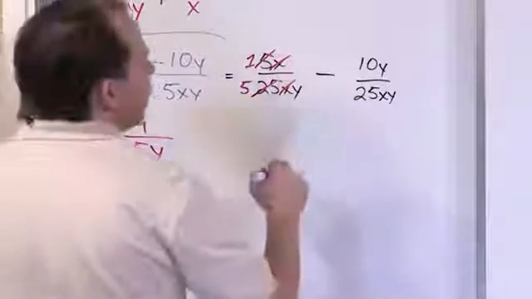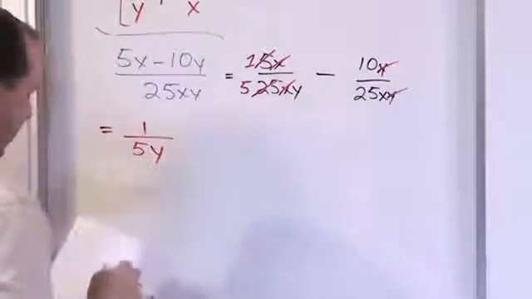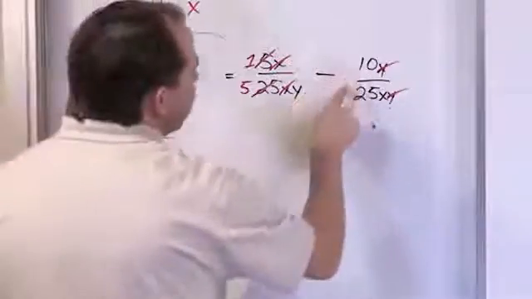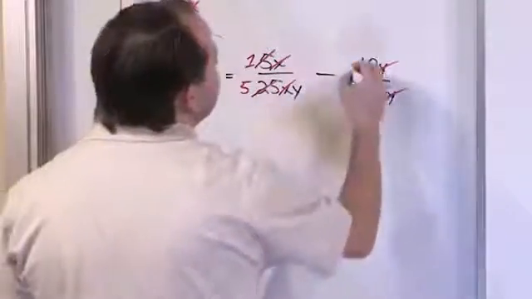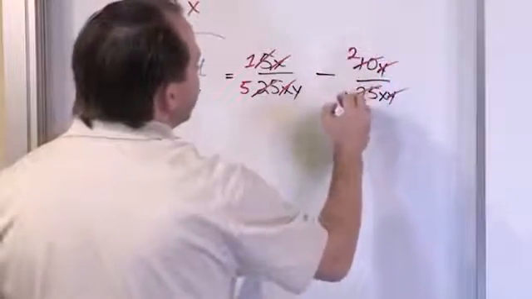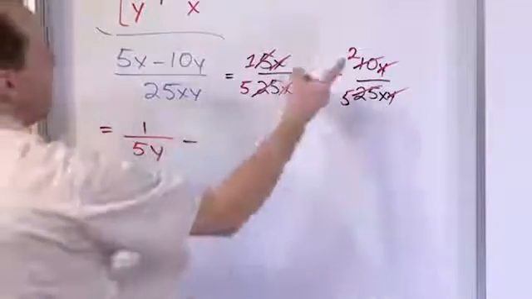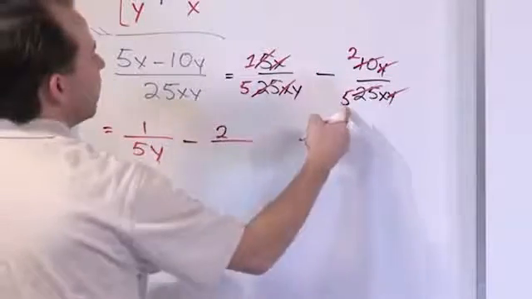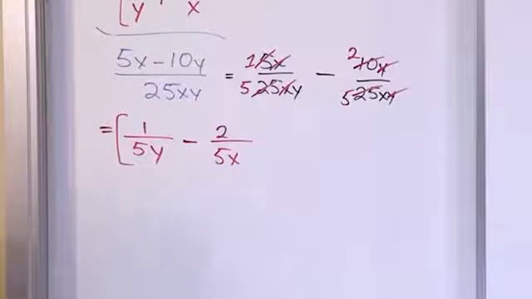And then over here I still have some work to do. I have a y on top and a y on bottom, so they get rid of each other. And then I need to simplify this fraction, 10/25. So I can divide top and bottom by 5. Divide the top by 5, I'm going to get 2. Divide the bottom by 5, I'm going to get 5. And so this minus sign stays along. I'm going to have 2 on the top over 5 times x. And this is the final answer, 1 over 5y minus 2 over 5x.